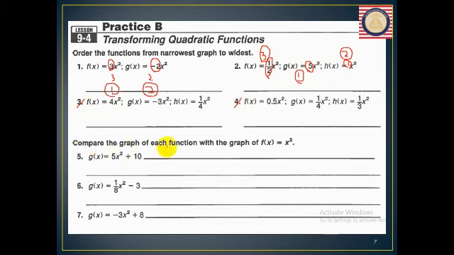Compare the graph of each function with the graph of f of x equal x power of 2. Here, let's start with the a. A here is 1 and a here is 5. So, this will be narrower.